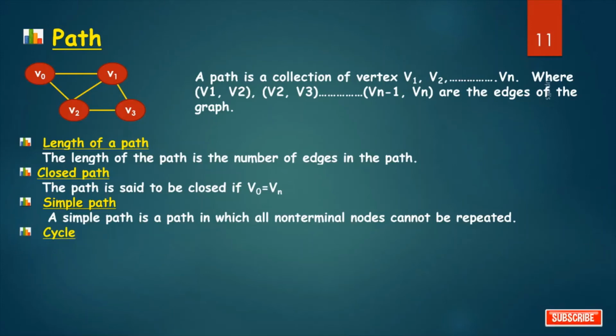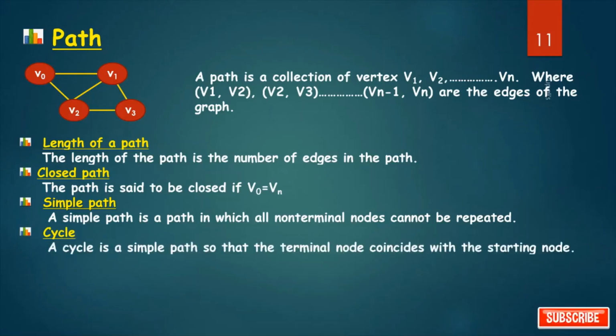Cycle. A cycle is a simple path so that the terminal node coincides with the starting node. Say, if I go from V0 to V1, V1 to V3, V3 to V2 and V2 to again V0, then it forms a cycle. Also, V0 to V1, V1 to V2, V2 to V0. So the terminal node coincides with the starting node.